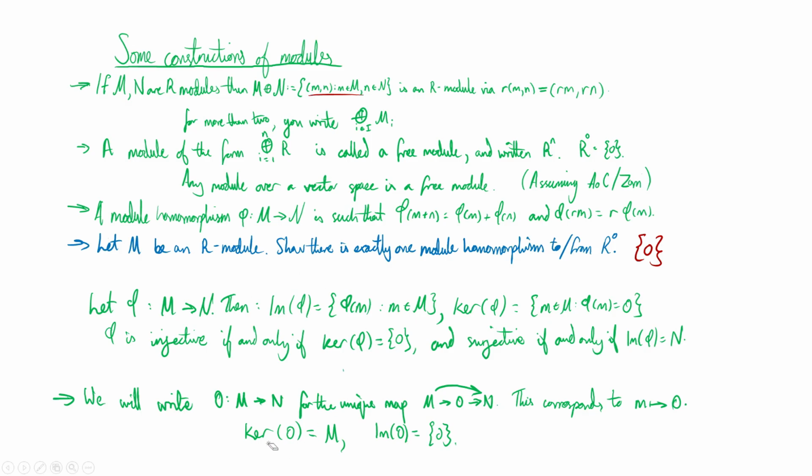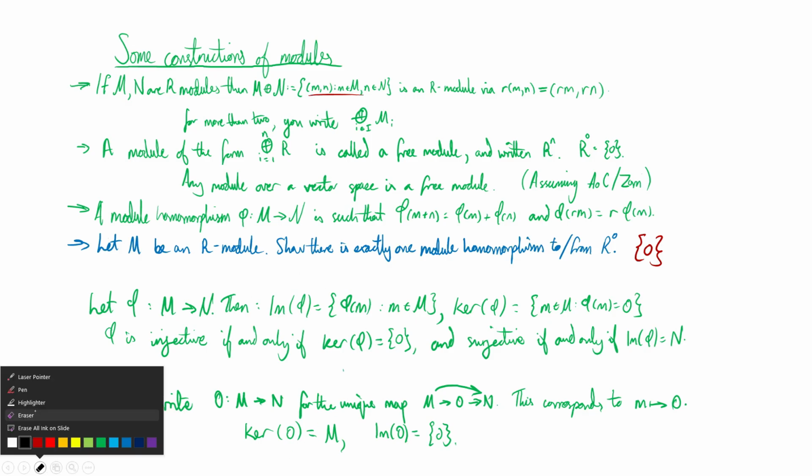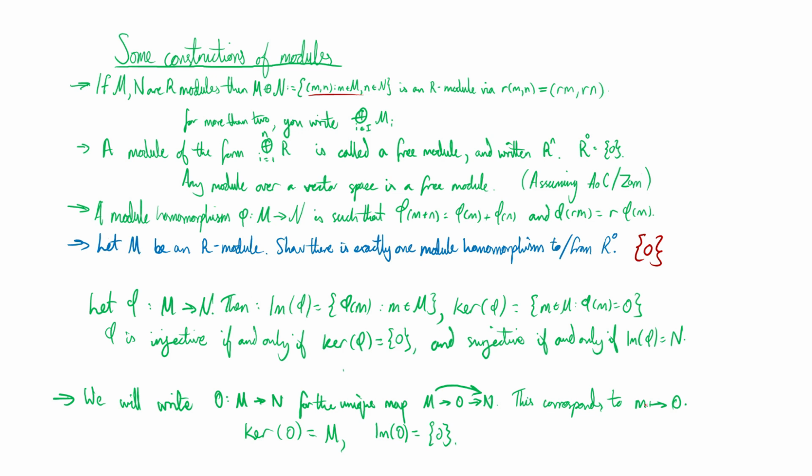In terms of the elements, this corresponds to everything gets mapped to the identity element within N, which should make sense. But what I want to tell you is injective maps give you submodules, and surjective maps give you quotient modules. Sort of.